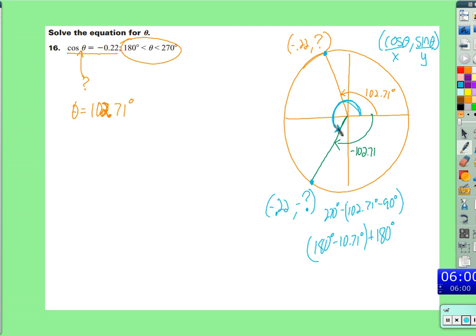How about if we do 360 minus 102.71? Equation number two, 360 minus 102.71. All of these are going to be exactly right. They're all great. If you add this 180 and this 180, that becomes 360, right? 360 minus 102.71. And if we take 270 and subtract a negative 90, that's going to be plus 90. 270 plus 90 will be 360. They can all simplify to that one, just to prove that they're all doing the same thing.